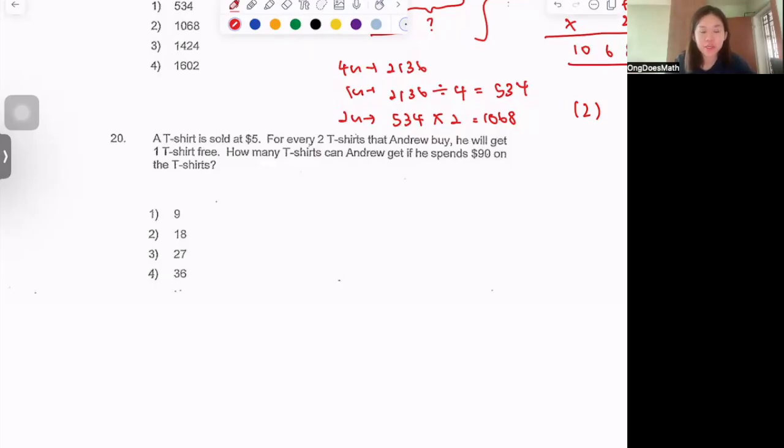Okay, question 20. A t-shirt is sold at $5. For every 2 t-shirts that Andrew buys, he will get 1 t-shirt free. How many t-shirts can Andrew get if he spends $20 on t-shirts? Okay, so for every 2 t-shirts that Andrew gets, he gets 1 for free.